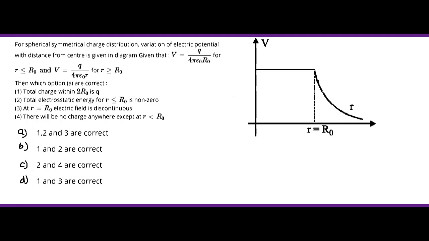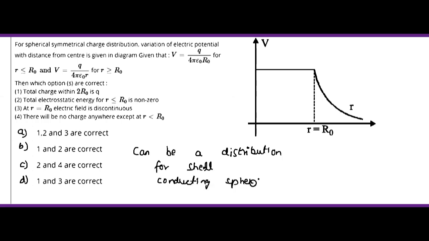Now this can be a distribution for what? It can be a distribution either for a shell or a conducting sphere. By the diagram we can see that inside, the potential is constant, therefore the electric field would be zero, so that means there is no charge inside this location, at R less than R naught. So it would be a case of either the shell or a conducting sphere.